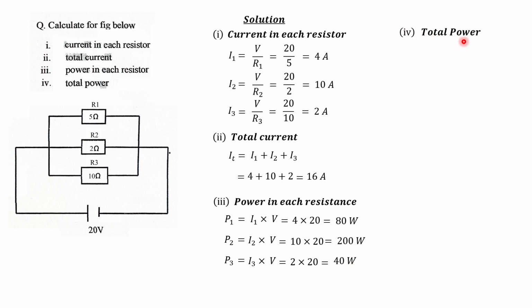All right, so let's do the last one, that is IV. We have to calculate the total power. So the total power PT is equal to IV, where I is the supply current and V is the supply voltage. When you multiply the supply current by the supply voltage, it will give you the total power, or the supply power. So this is equal to 16 times 20. The supply current is 16, and the supply voltage, or the total voltage, is 20. When you multiply, we get 320 watts. So the total power is equal to 320 watts. I hope you understand.